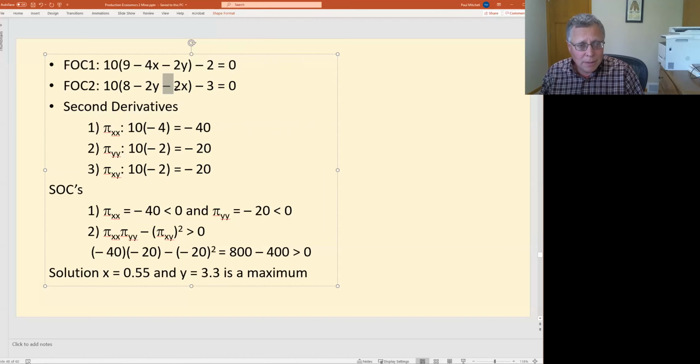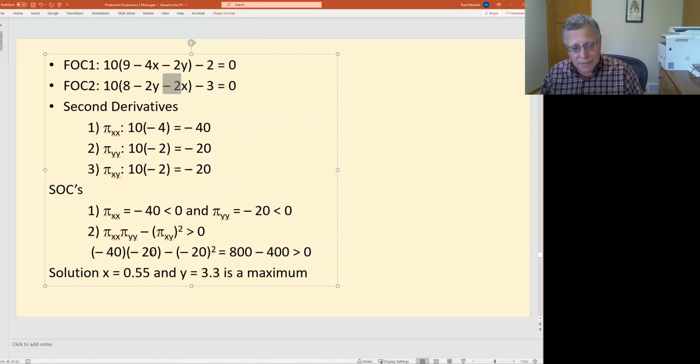You're going to get minus 2 times the 10, you're going to get minus 20. So now you've got the three components, and then you check the condition. Is pi xx negative? Yes. Is pi yy negative? Yes. Is pi xx pi yy minus pi xy squared positive? Let's do the math here.